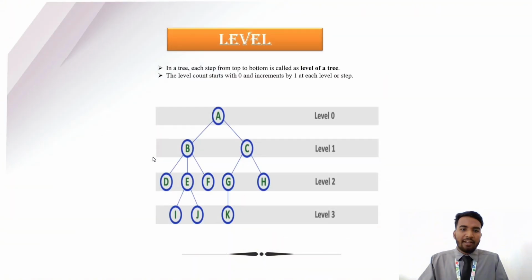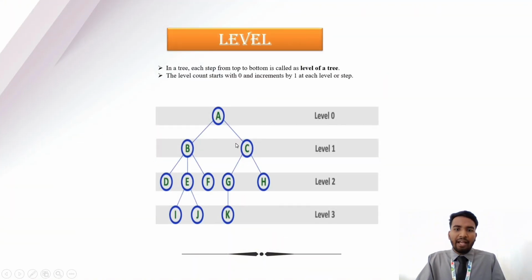And the next one is the level. Every tree has different levels, and the level starts from the root node at level 0. Then this number is incremented by 1. Here for the root node the level is 0, the next is level 1, the next level 2, and the next is level 3.